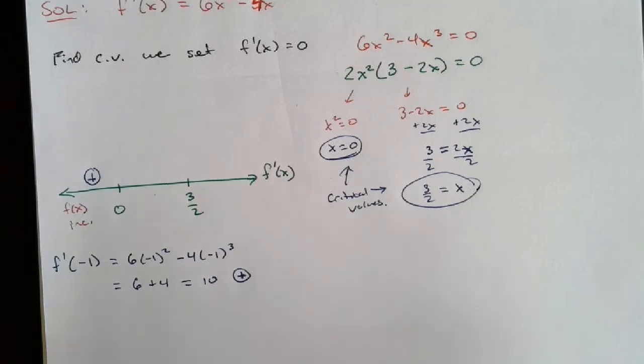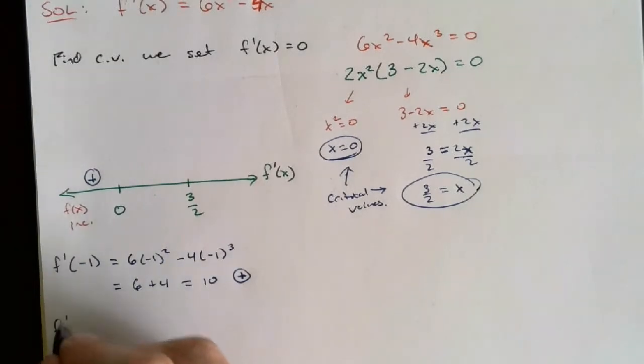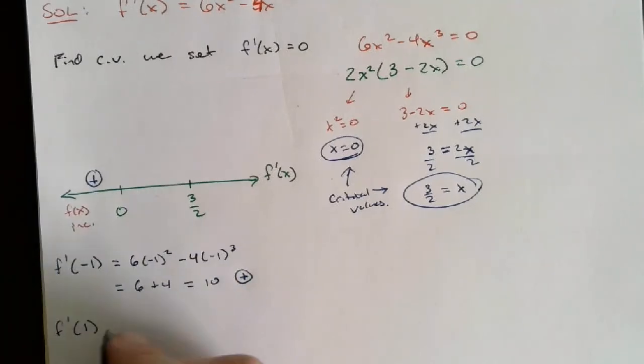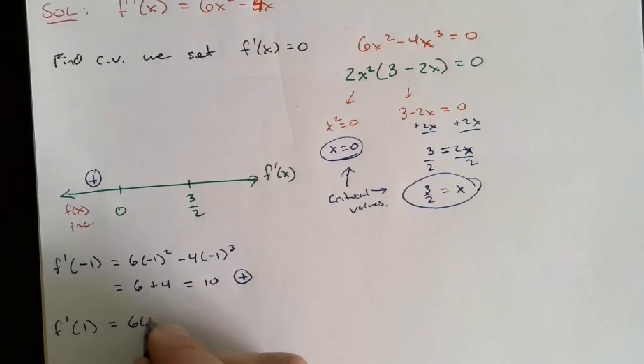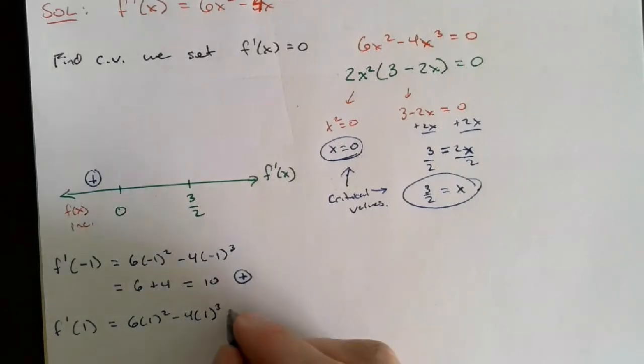You have to pick something between 0 and 3/2. You can pick anything you want. I'll try f prime of 1. That's easier to work with. 3/2, remember, is like 1.5, so f prime of 1 will give us 6 times 1 squared minus 4 times 1 cubed. 1 squared is just going to be 1, so it's going to be 6 minus 4 times 1, so 6 minus 4 gives me 2.